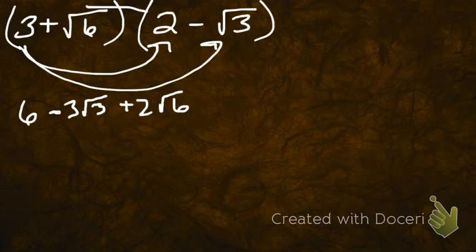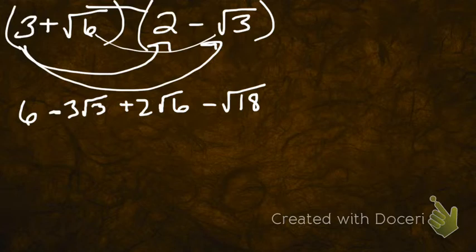And then for the last two, they're both inside the root. So root 6 times root 3 is root 18. So there's my distributive magic. And now all you do is clean up whatever mess you have. See if you can add anything together or simplify anything. The only thing it looks like I can do is the root 18.